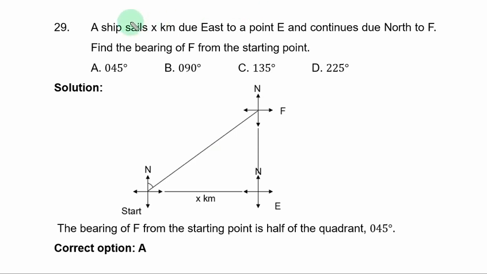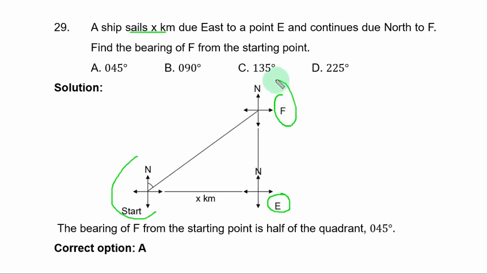Question 29. A ship sails S kilometers due east to a point E and continues due north to F. Find the bearing of F from the starting point. This is the starting point. The ship moves due east of the starting point and it gets to point E. From point E, it moves northwards to point F.